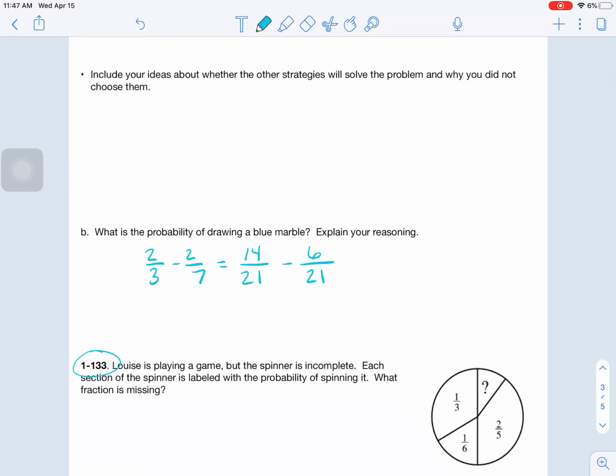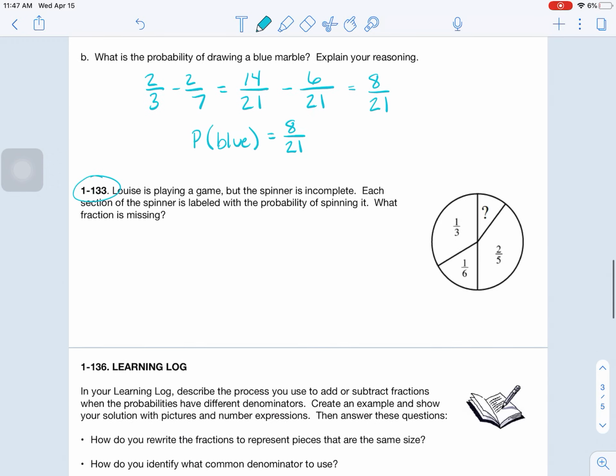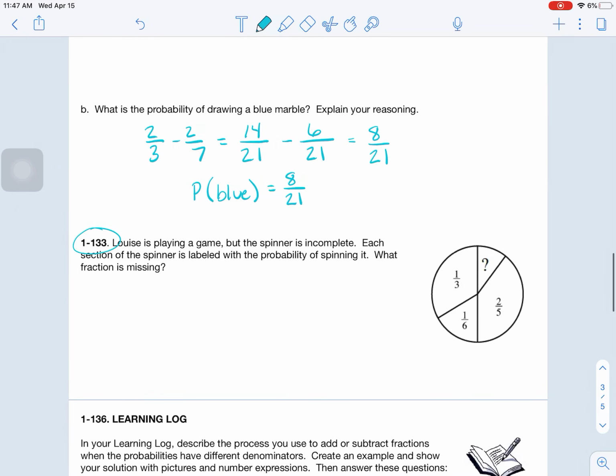So this is going to turn into 14 out of 21. This one's going to turn into 6 out of 21. So when I subtract those, I'm going to get 8 out of 21. So the probability of choosing a blue marble is going to be 8/21, and I cannot simplify that.